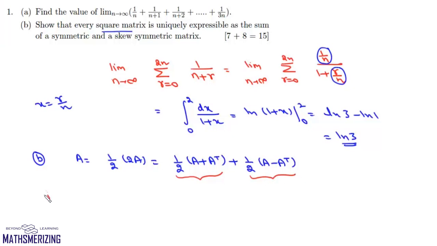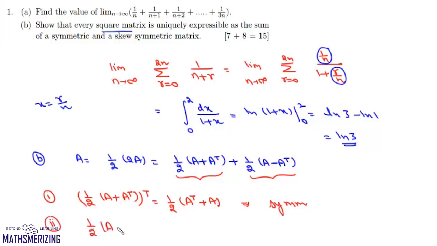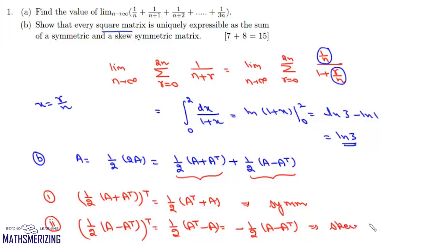Now we look at this first matrix, which is 1 by 2 (A plus A transpose), and if we take transpose of this matrix, we can write this as 1 by 2 (A transpose plus A). Now A transpose is equal to A, that means this matrix is a symmetric matrix. And for the second one, we can write this as 1 by 2 (A minus A transpose), and if we take the transpose of this matrix, we can write this as 1 by 2 (A transpose minus A), which is minus 1 by 2 (A minus A transpose). Now when A transpose is minus A, this matrix is skew symmetric matrix.